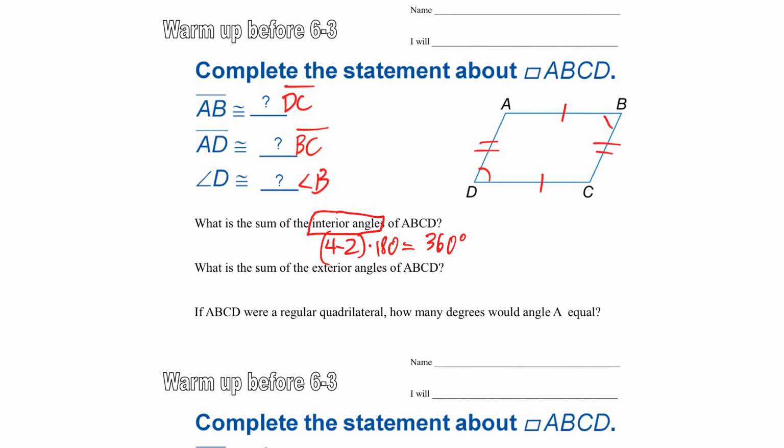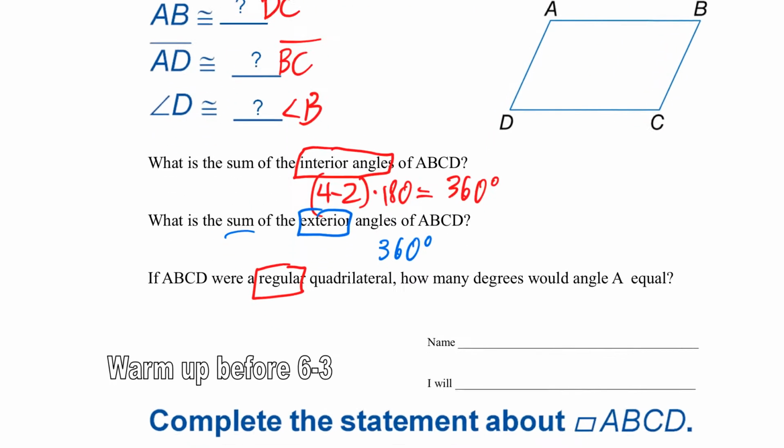Now, what is the sum of the exterior angles? Remember, it doesn't matter what shape it is. The exterior angles always add up to 360. Does not matter how many sides, it's always 360. All right, yep. And so on this last one, if this were a regular quadrilateral, what does regular mean again?